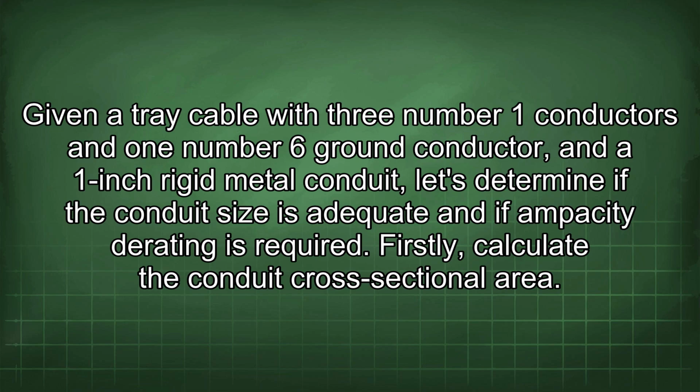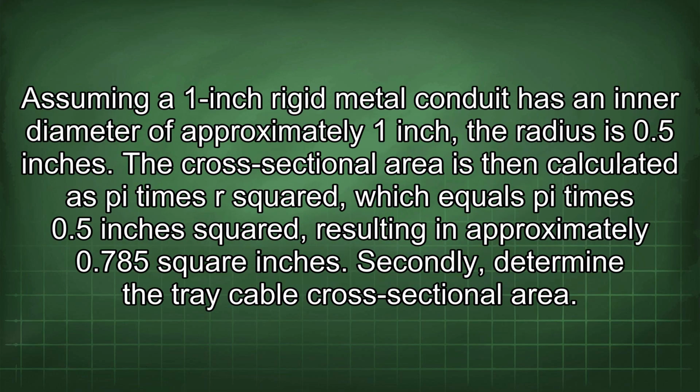Firstly, calculate the conduit cross-sectional area. Assuming a 1-inch rigid metal conduit has an inner diameter of approximately 1 inch, the radius is 0.5 inches. The cross-sectional area is then calculated as pi times r squared, which equals pi times 0.5 inches squared, resulting in approximately 0.785 square inches. Secondly, determine the tray cable cross-sectional area.